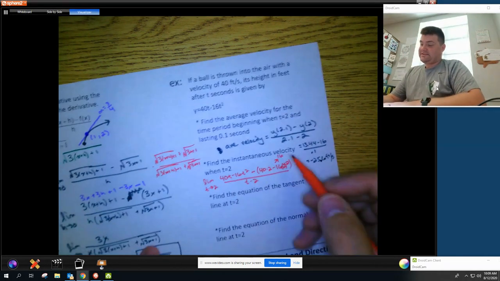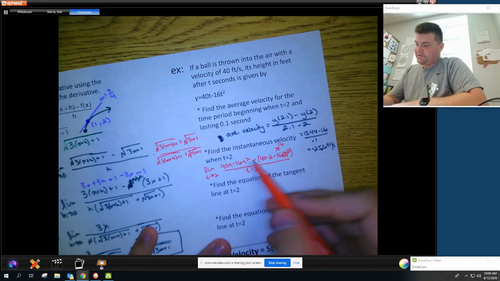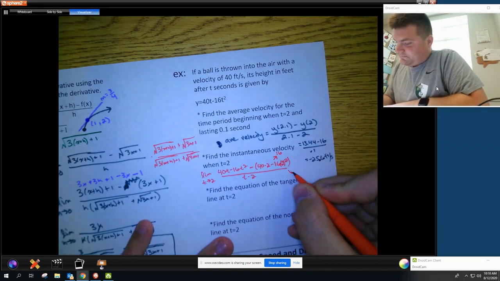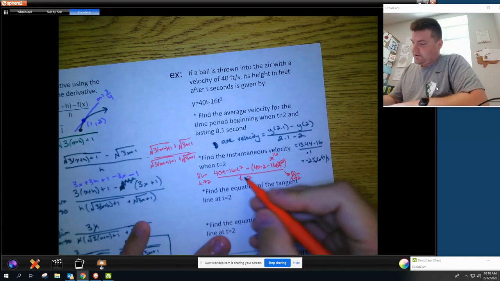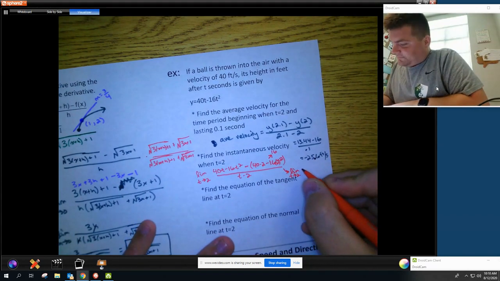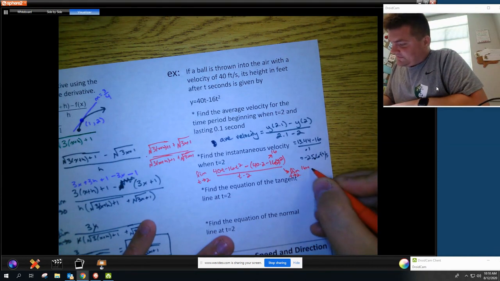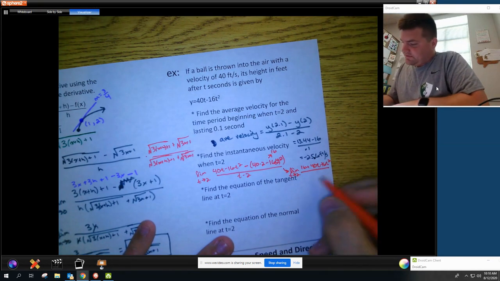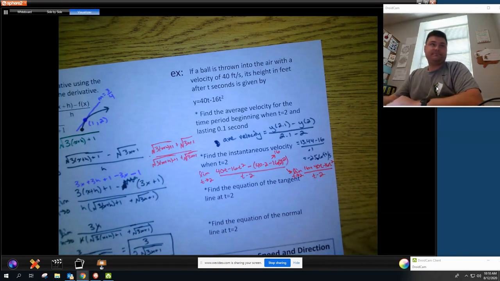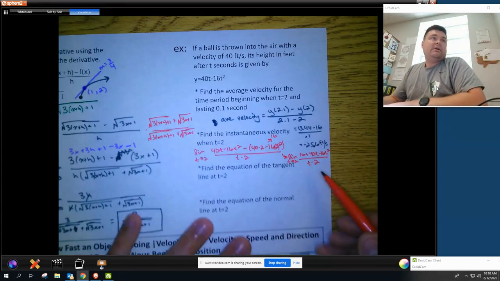Yep, so this is going to turn to 16, and then I'm going to be able to factor all this. So, the limit as t approaches 2 of 16 plus 40t minus 16t squared all over t minus 2. All right, so that's all there.